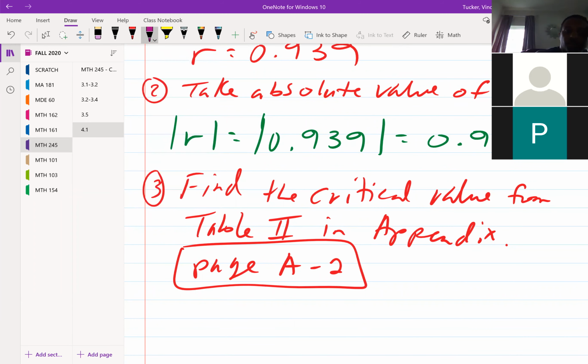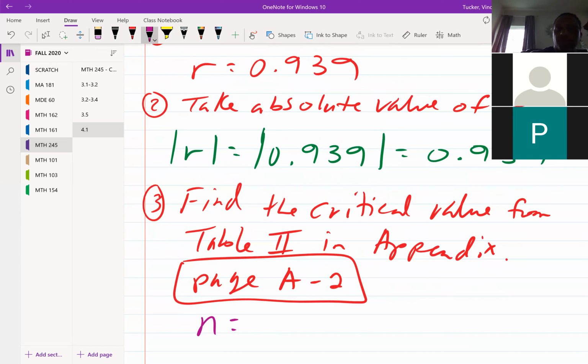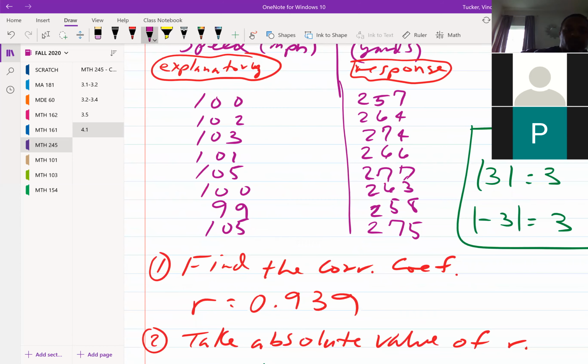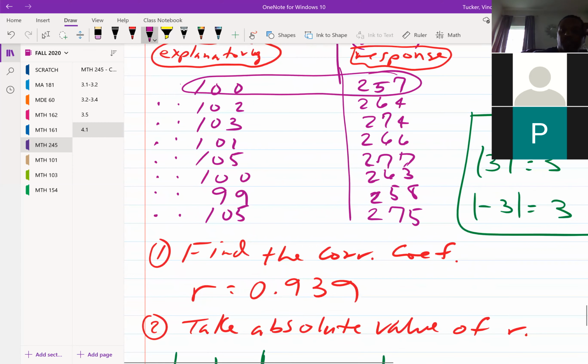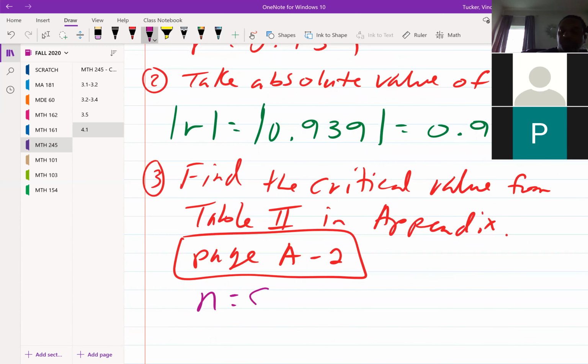So first thing we need before we go to the chart, though, is our sample size. That's n, and you get that from your chart. You've got 1, 2, 3, 4, 5, 6, 7, 8 observations. Remember that this right here represents one observation. This is my second one, third one, fourth, fifth, sixth, seventh, eighth. So both those values represent one time that you swung the golf club. So you have 8 different observations here. So n is equal to 8.